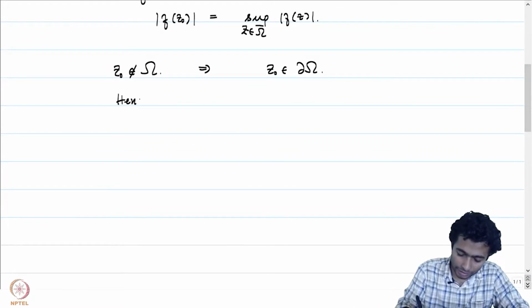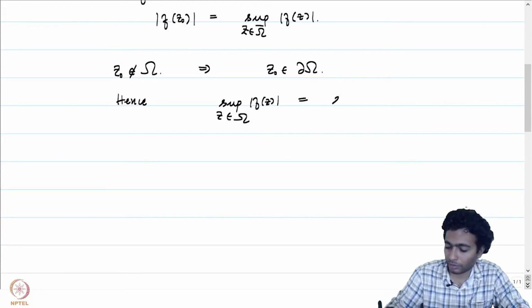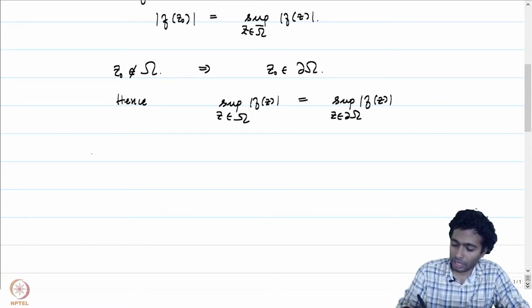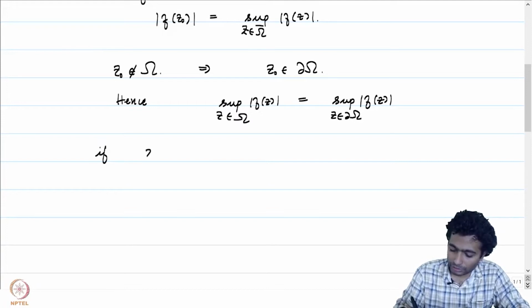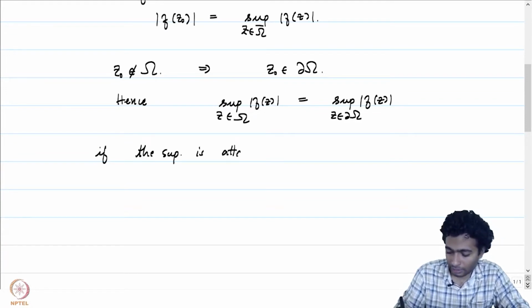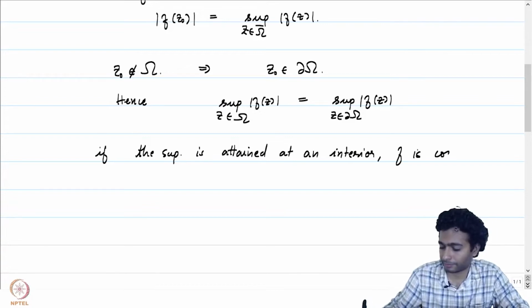So hence, what do we conclude? The supremum of the absolute value of f of z for z in omega is equal to the supremum of the absolute value of f of z for z in the boundary of omega. And if the supremum is attained at an interior point, that's possible only if our function f is constant. Then f is constant.